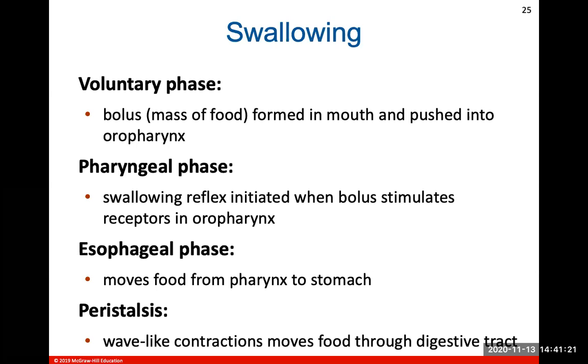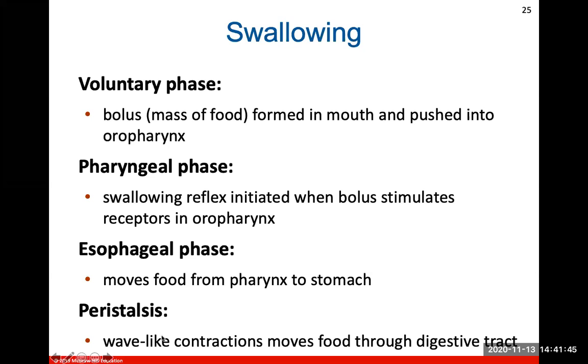The process of swallowing has two phases. You have a voluntary phase where the mass of food, which we call a bolus, is formed in the mouth and pushed into your oropharynx. You control that action. And then the pharyngeal phase is the swallowing reflex initiated when the bolus stimulates receptors in the oropharynx. And the esophageal phase is when food moves from the pharynx to the stomach.